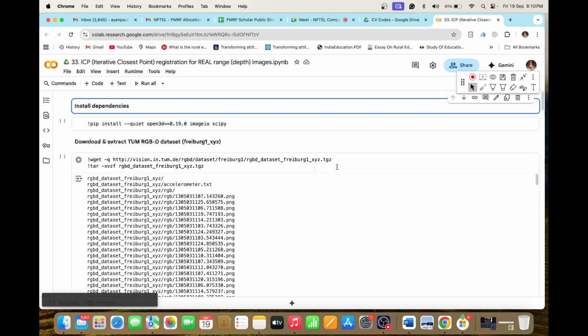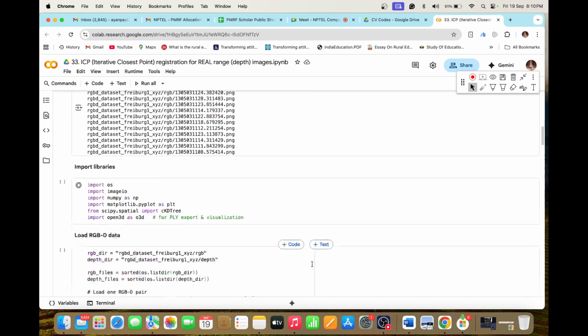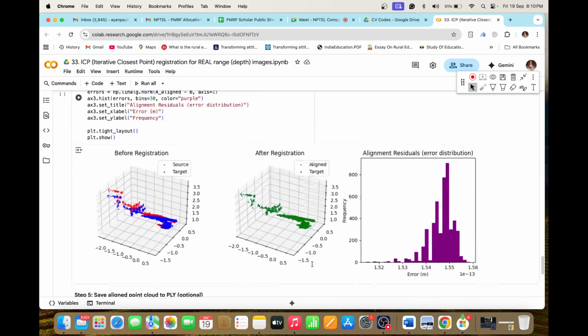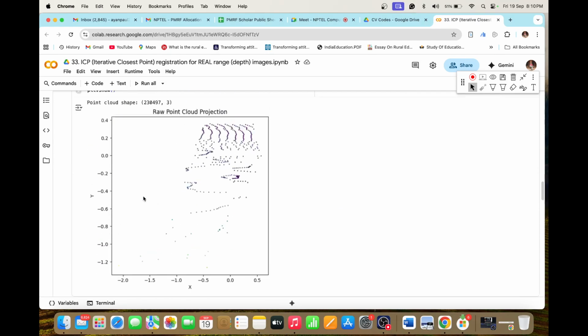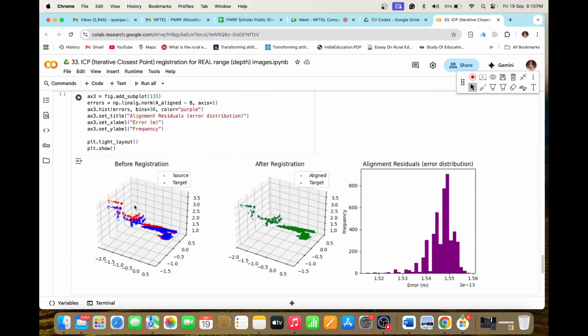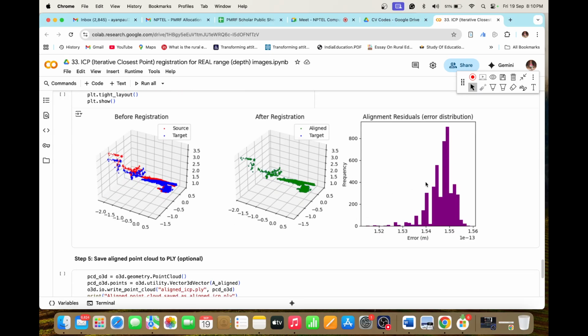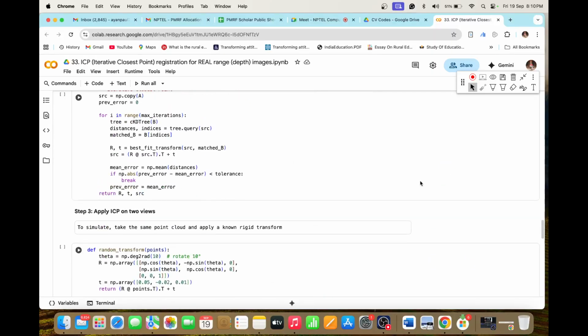Let me show you one registration example, how it looks before and after registration. This is before registration. That means the data is taken from two different viewpoints. Red is from one viewpoint, and blue is from a different viewpoint. This is after registration. All the values are aligned. This green means all are aligned, and these are some residual errors. So this is regarding registration.